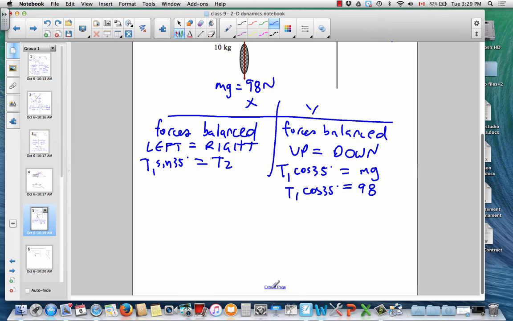Now, these abstract force equations are sufficient to solve the problem. To solve for T1, you just take 98 and divide by the cosine of 35 degrees. Make sure you're in degrees mode. 98 over cosine 35, that's 119.6 newtons of tension in the first cord. Substitute that in here, multiply by sine 35, and you get, for tension 2, 68.6 newtons.